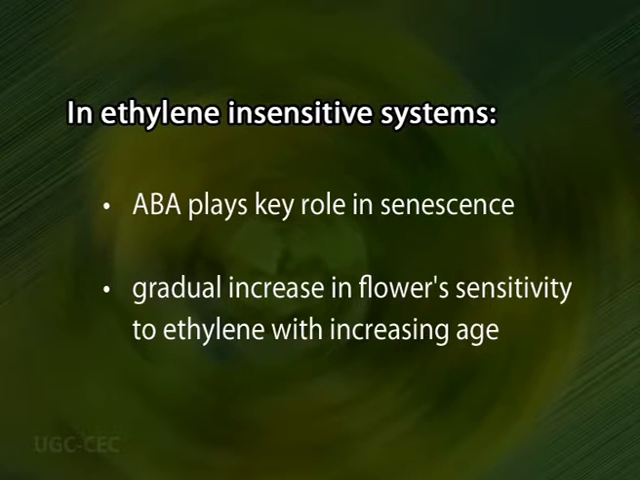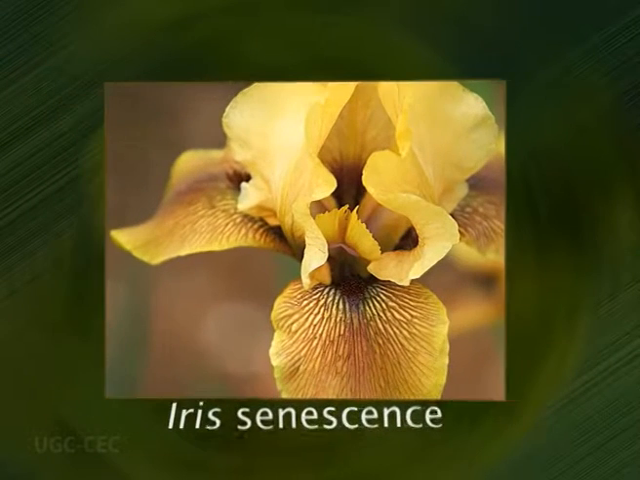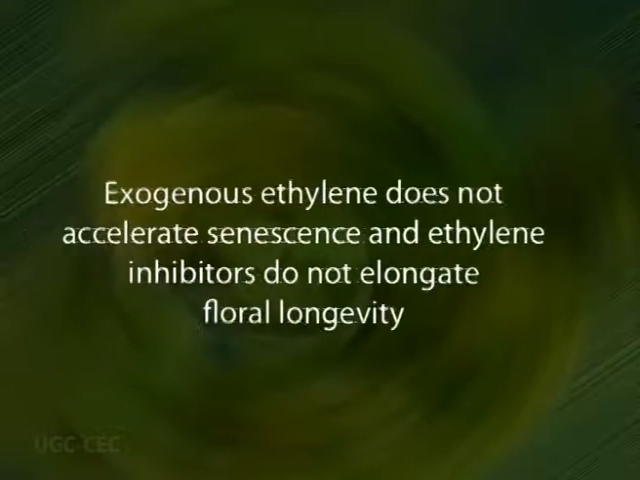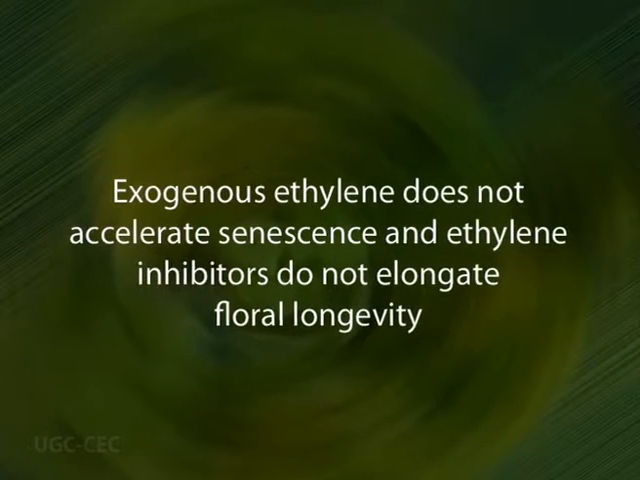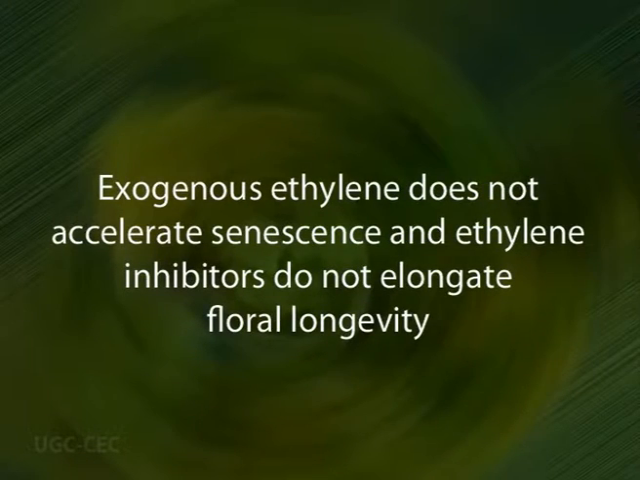It is generally believed that there is a gradual increase in the flower's sensitivity to ethylene with increasing age. In ethylene-sensitive flowers such as carnation, a rise in endogenous ethylene production triggers senescence and coordinates the expression of genes required for the process. In ethylene-independent flowers, as in iris and gladiolus, there is little ethylene production before or during senescence. Exogenous ethylene does not accelerate senescence, and ethylene inhibitors do not prolong floral longevity.